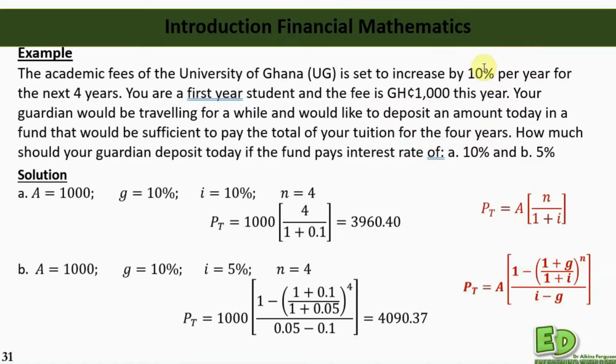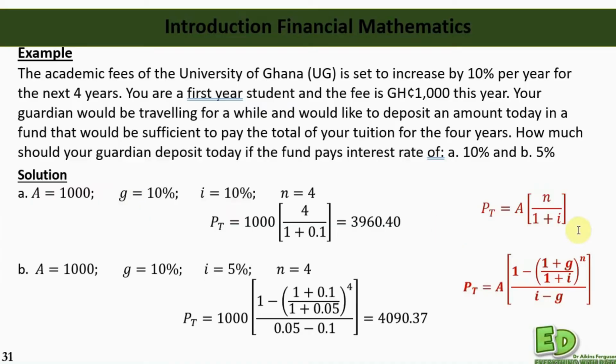So G is 10%, right? N is 4. So here A is 1,000. G, which is the growth rate, is 10%. Your interest rate, looking at the first option A here, is 10%. And you have your number of years to be 4. Looking at these two rates here, i.e. the growth rate and the interest rate, the growth rate is equal to the interest rate.